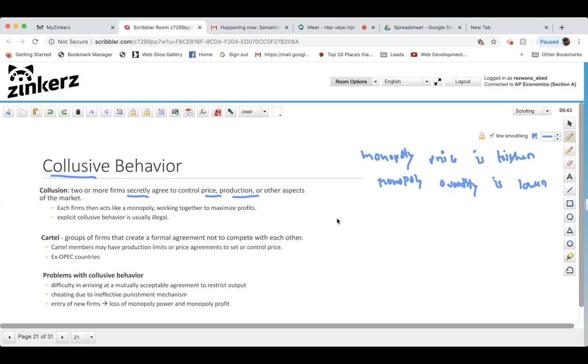So sometimes collusive oligopolies will form something called a cartel, which is a group of firms that create a formal agreement not to compete with each other. In the US, we said that collusion is illegal and kept a secret, but some collusive agreements are anything but secret. The most well-known example of this is OPEC. Does anybody know what OPEC is?